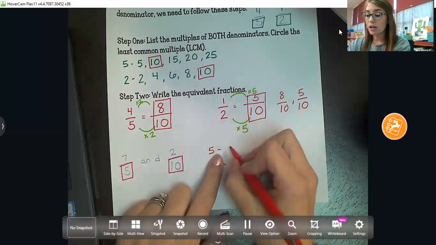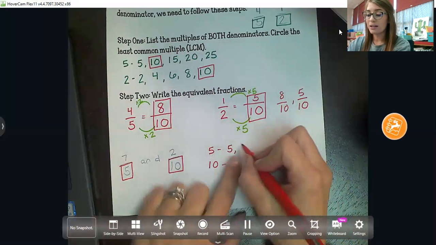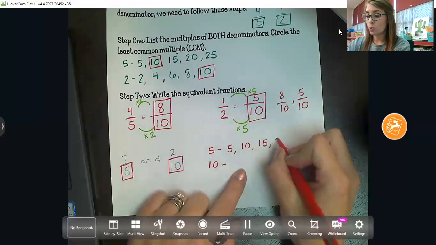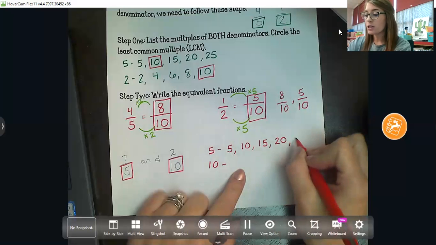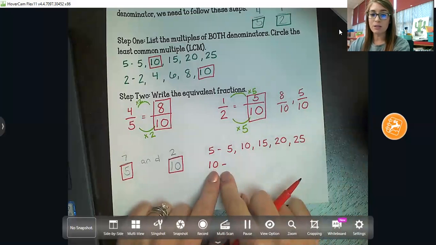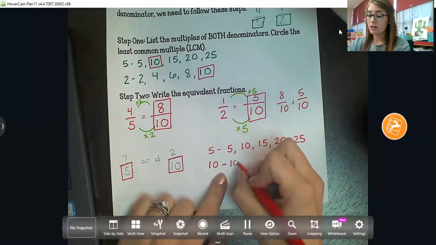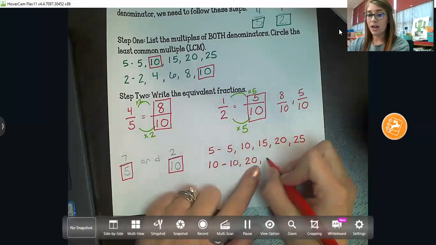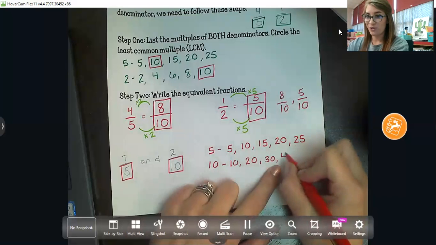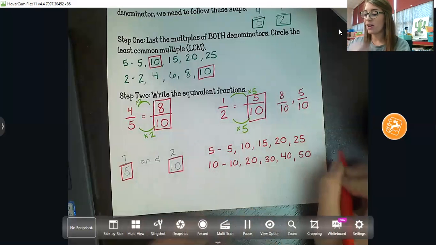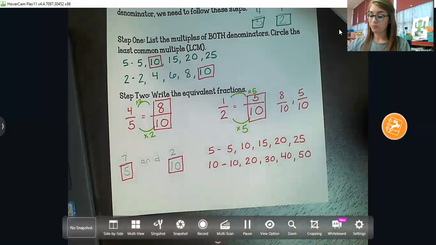Okay, so again, multiples, remember, is when we're multiplying out. 5 times 1, very good. Then 10, 15, 20, and 25. Very good. All right, now the first 5 multiples of 10. 10, and then 20. Very good. And then 30, and 40, and then last 50. Okay, very good.